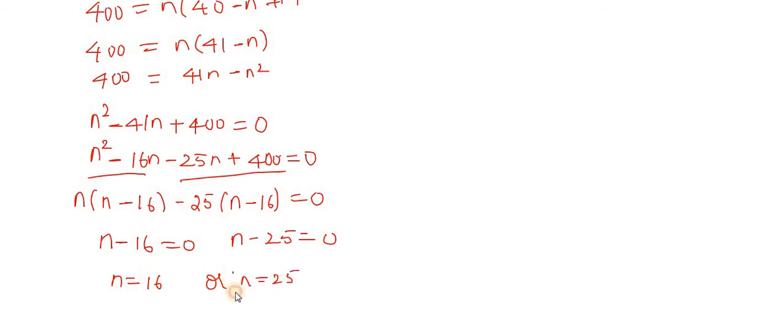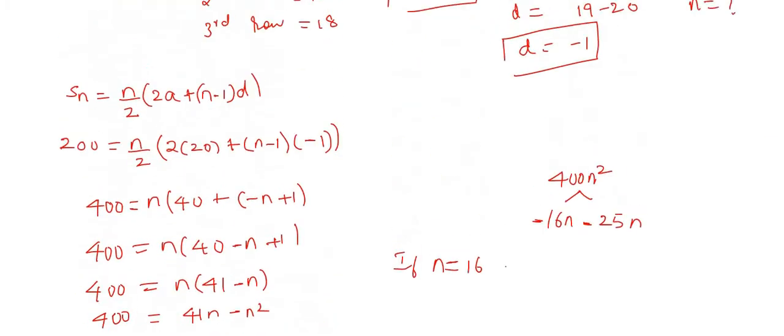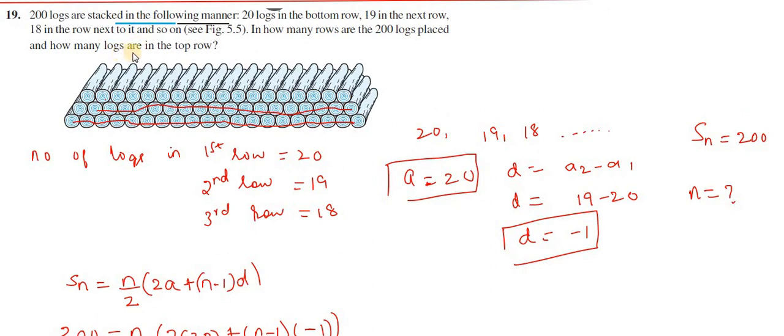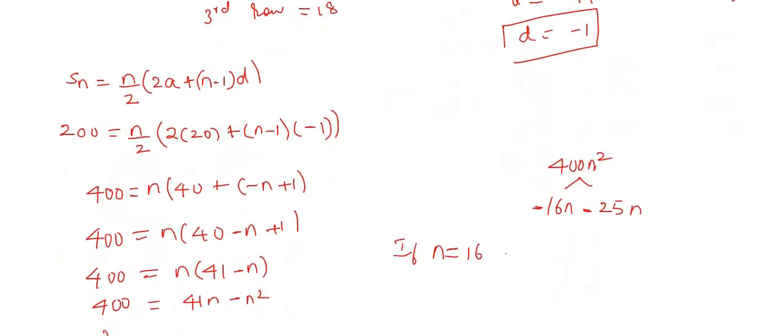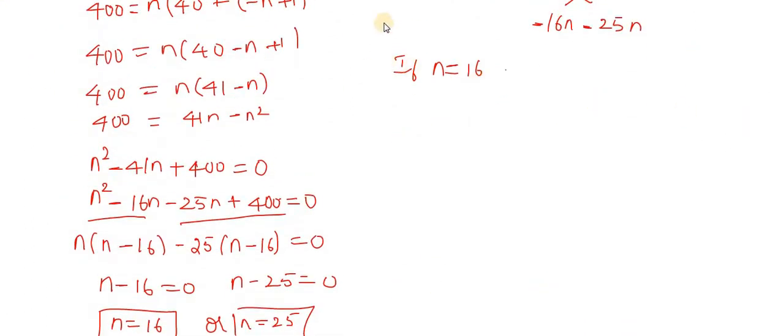So how many rows were there here? 25 or 16? We need to find it. So it may be 25 or it may be 16. Suppose in case n is equal to 16, then what they asked here, we need to find how many logs are there in the top row. Suppose it has 16 rows, so then what is the top row's number? So therefore you can write it as n is equal to 16.